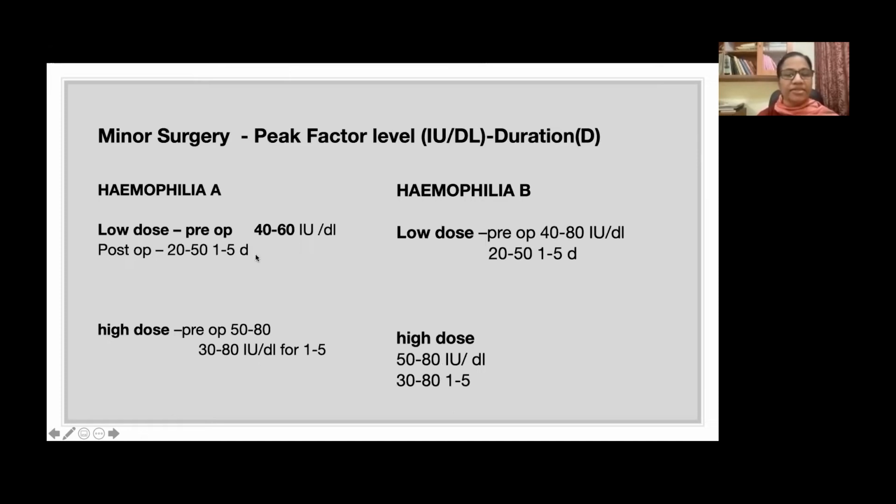In case of minor surgery, it should be maintained for post-operatively 1 dose, and pre-operatively 40 to 60, 1 dose in case of A, and in hemophilia B, pre-op 40 to 80, and post-op 20 to 50. So these are the guidelines by WFH, World Federation of Hemophilia, and high dose is pre-operatively 50 to 80. In case of hemophilia B also, the same dosage is the recommended practicing pattern.